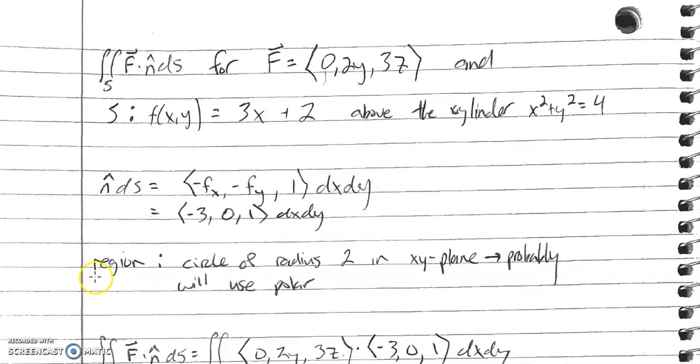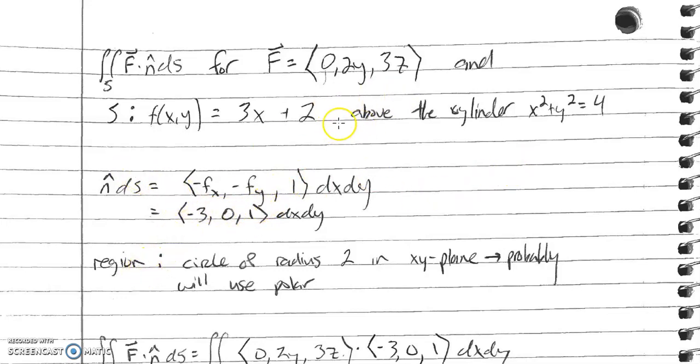All right, so first thing I'm going to do is find n hat dS. Remember, n hat dS is minus f sub x, minus f sub y, comma 1 times dx dy. So the thing that I'm going to take the partials of is the surface, which is this 3x plus 2. So the partial x is 3, so I get a negative 3 from this negative sign. There's no y component, so the partial y is 0. That's really convenient. And then I get the 1 right there. So that's my n hat dS.